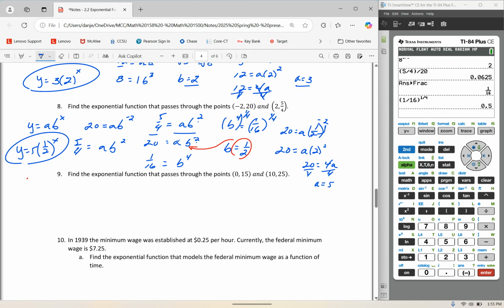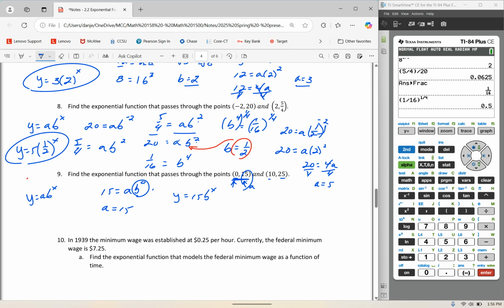Those take a little bit of work. Let's look at number 9. Number 9, notice that the first point is 0, 15. Y equals a times b to the x. I like that one. Y equals a times b to the x, but x is 0 when y is 15, but b to the 0 is 1, a equals 15. When I have a point where x is 0, I know the y value is simply just a. This is going to make things easier. Y equals 15 times b to the x.